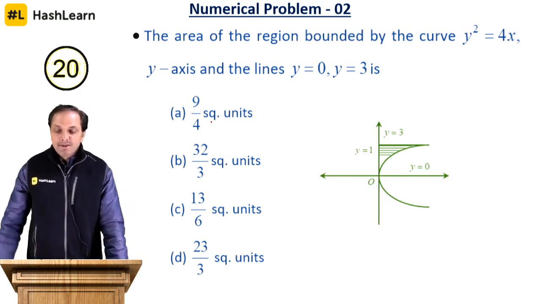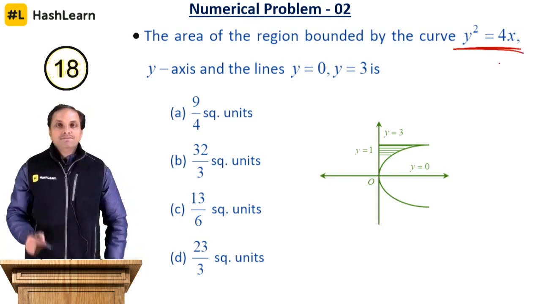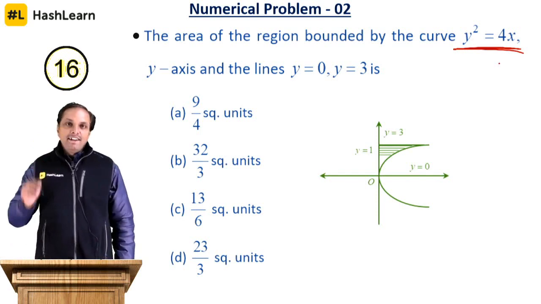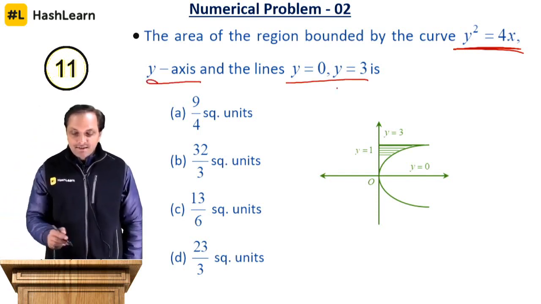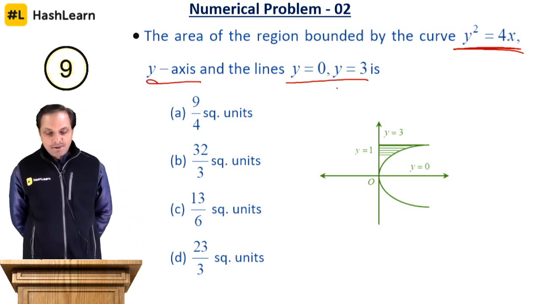So looking at the curve, it is a U shape. Y square means it has opened to the right side. The limit along the y axis is 0 to 3.